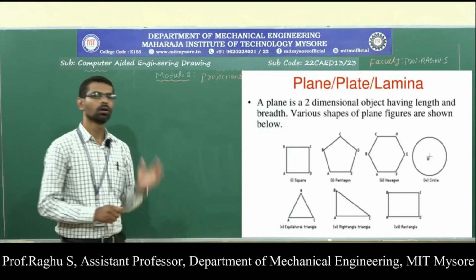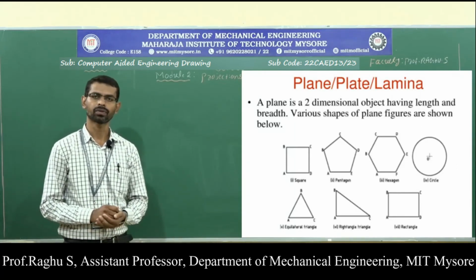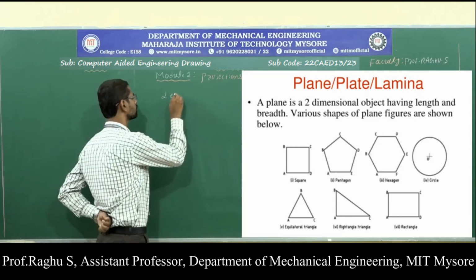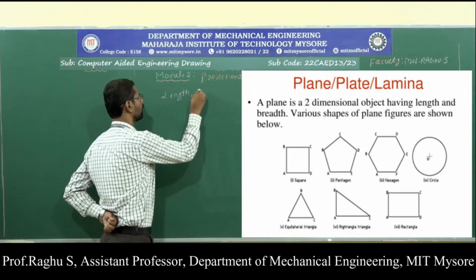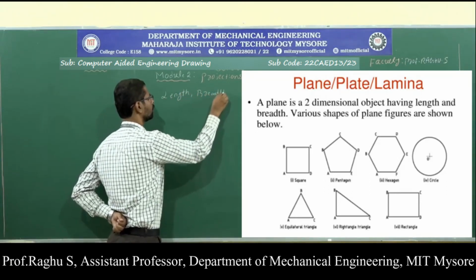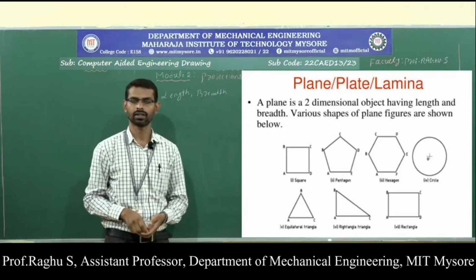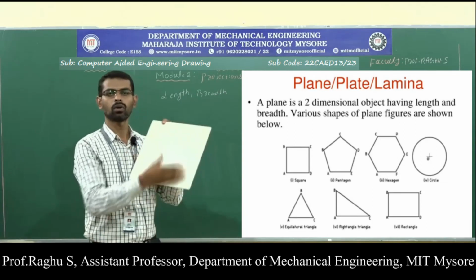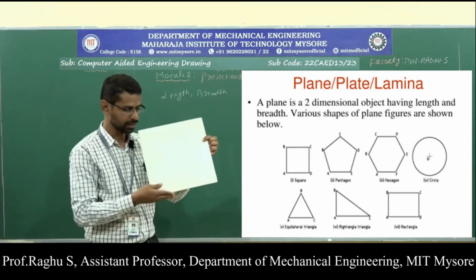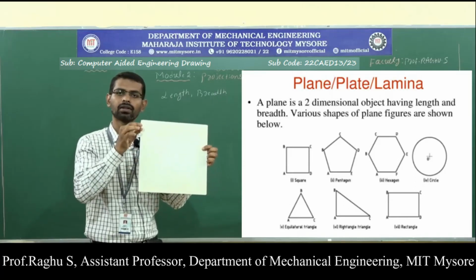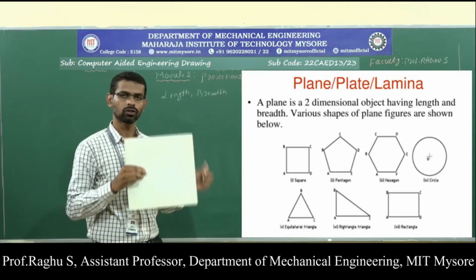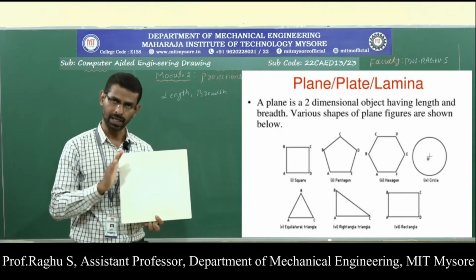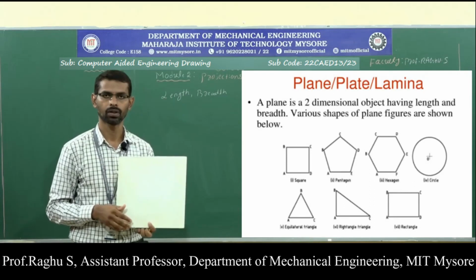So plane surface is defined as a two-dimensional surface having only length and breadth with negligible thickness. So it is called a plane surface. Plane surface is also called a plane or lamina.